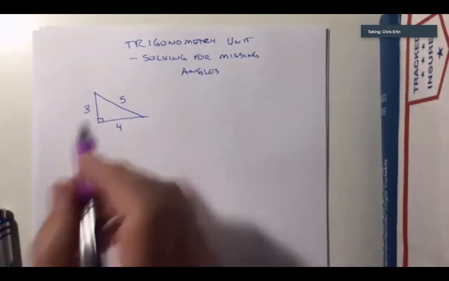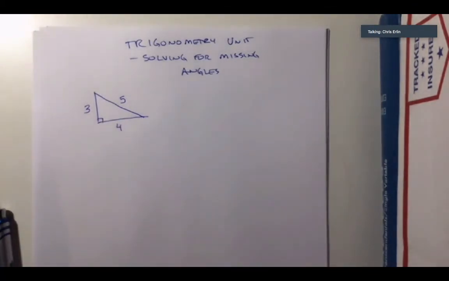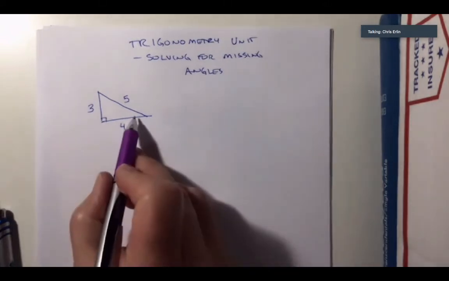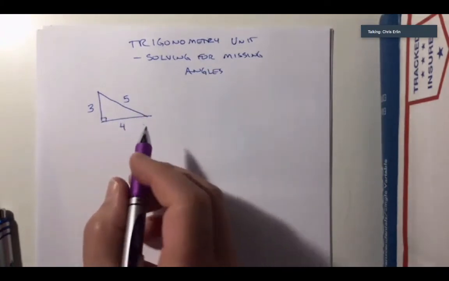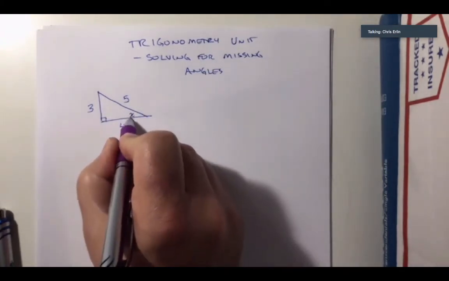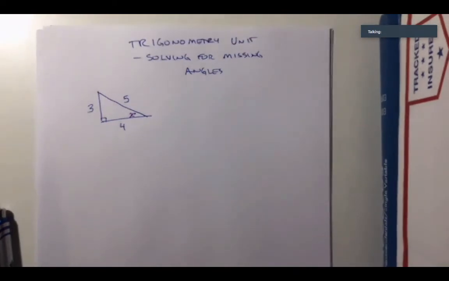We've talked about special right triangles, which are 30, 60, 90s, and this is a Pythagorean triple, so it seems like a special right triangle. Does it have unique, distinct, and easy to find angle measures? Well, let's find out. I'm going to call this angle x. We don't know what that angle is, so we don't know what its measure is.